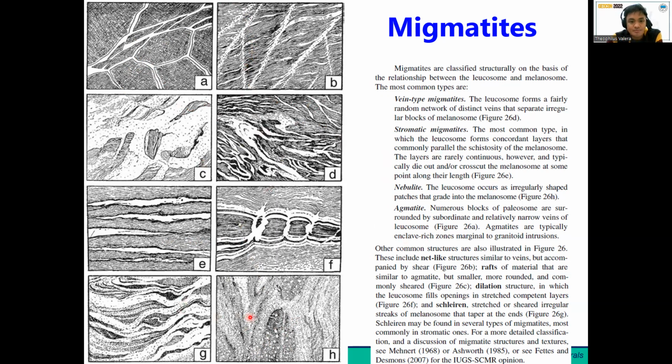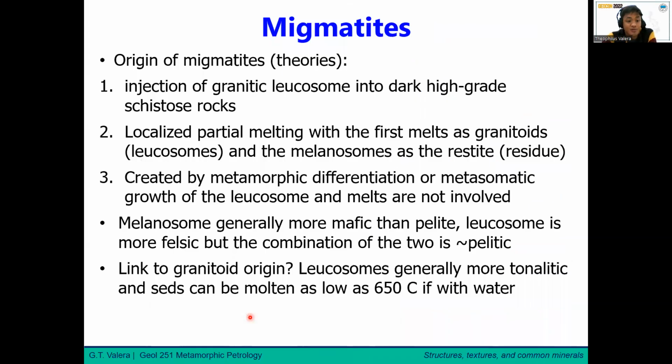Okay? So, paano ba na-form yung migmatites, or ano yung interpretations natin? So, for the origin of the migmatites, multiple theories, basically three. Injection of granitic leucosome into the dark high-grade schistose rock, localized partial melting with the first melt as granitoids, and the melanosomes as the restites. Number 3, created by metamorphic differentiation or metasomatic growth of the leucosome, and melts are not involved.